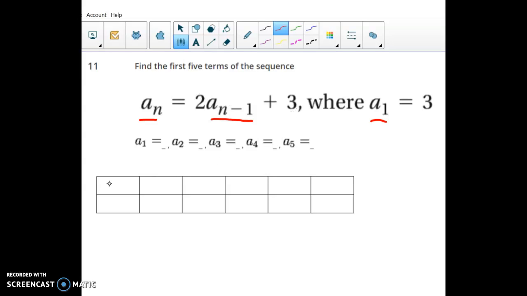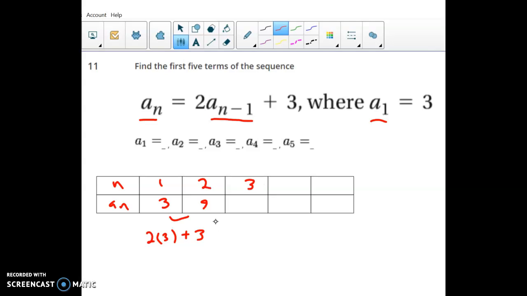So how it works is if we have n, the position, and then a sub n, the value. So we know the first term has a value of 3. A sub 1 is 3. And then you say, okay, to get the next term, you just do the previous one times 2 plus 3. So to get this term here, I just do 3 times 2 plus 3. So that would be, let's see, 6 plus 3 would be 9. So the second term is 9.